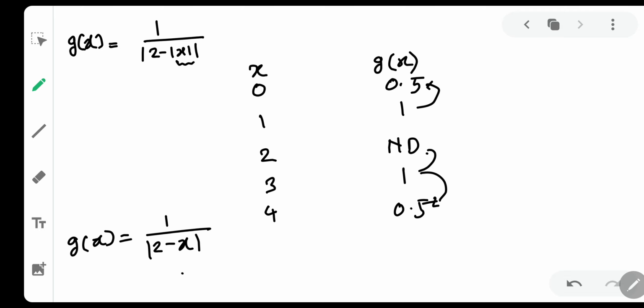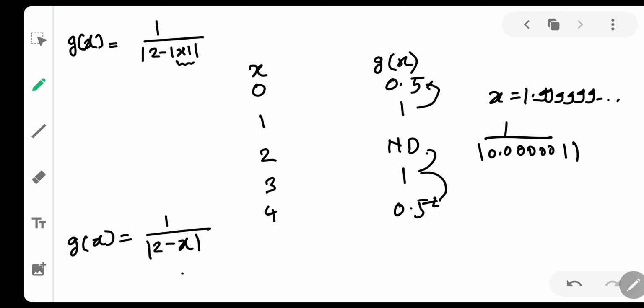Okay, we cannot calculate the value at 2, but I will calculate the value just before 2. Now just before 2, what will happen? X will be very very close to 2, 1.9999999, so on, right? So 1 upon 2 minus mod x, if you do 2 minus 1.9999 so on, it will be 0.000001, and then you will have a mod. So inside the denominator you have a very small number, so that will practically give you the answer infinity, right? Because 1 is divided by a very small number, so it is going to give you the answer infinity.